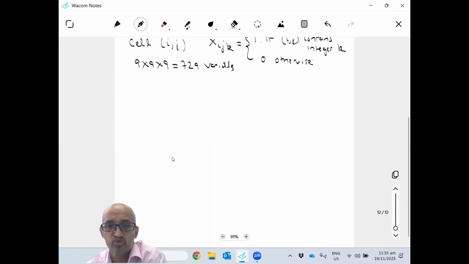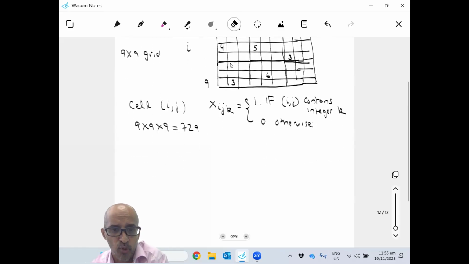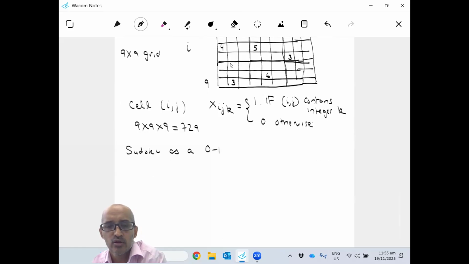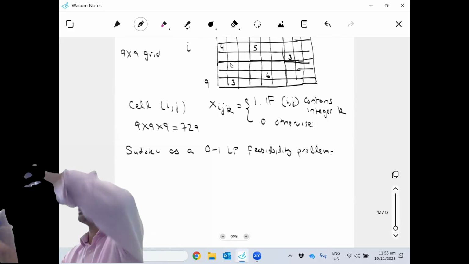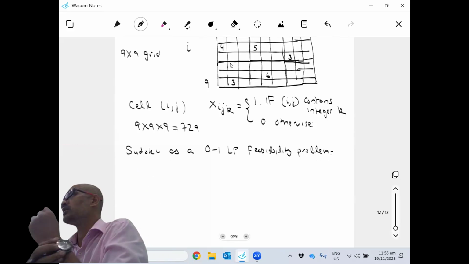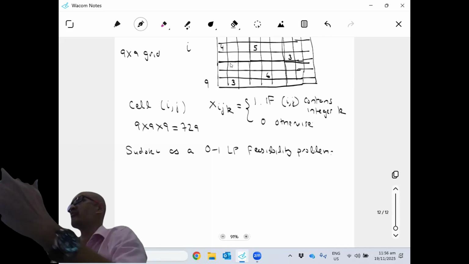So now, what is the Sudoku problem? Is it clear what the variables mean? Okay. So here's the Sudoku problem: Sudoku as a 0, 1 LP feasibility problem. There is no notion of optimization here, because what is Sudoku? Sudoku says find a solution. It says try to fill out the grid. So find me a feasible solution. There's no notion of cost. So it's a feasibility problem, like minimizing a 0 objective. Find me a feasible solution.